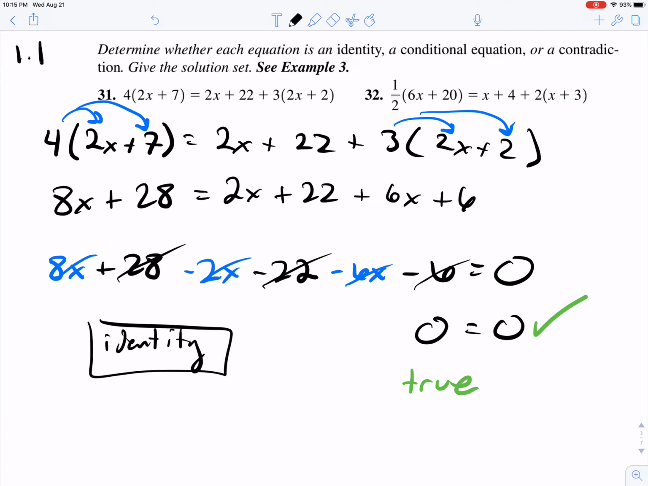Let's go back and make sure we answer the question. Determine whether this is... so it's an identity, and the solution set is going to be all reals, negative infinity to infinity. So we're saying that any real number x is going to work in the context of the original. Okay.